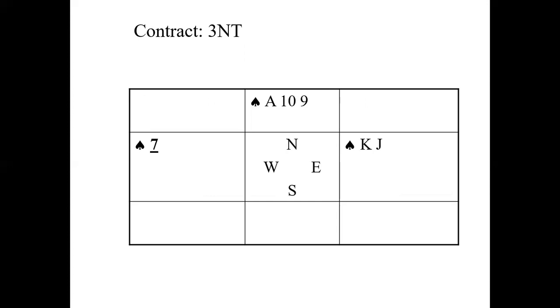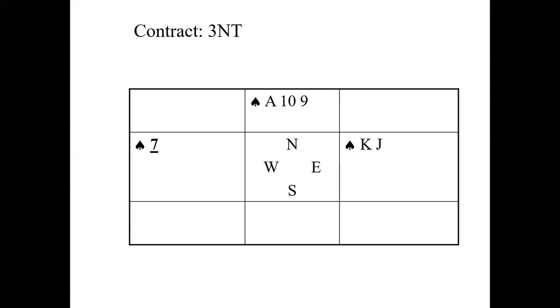No. Again, you can use the rule of 11. 11 minus 7 is 4, and that would say that if that were fourth highest, there are 4 cards higher than the 7 in the other 3 hands. But you can already see 5 of them, so you know that the 7 is not fourth highest.